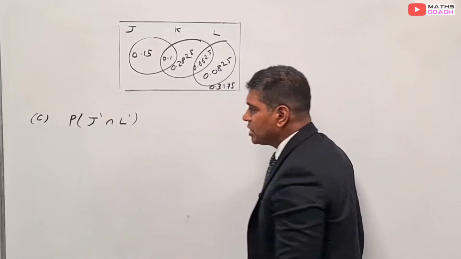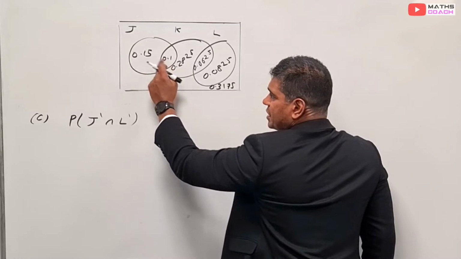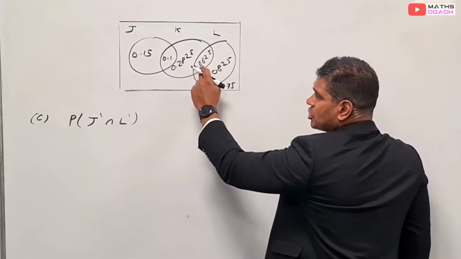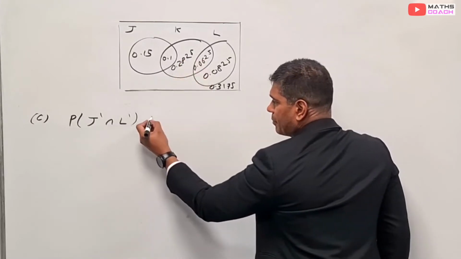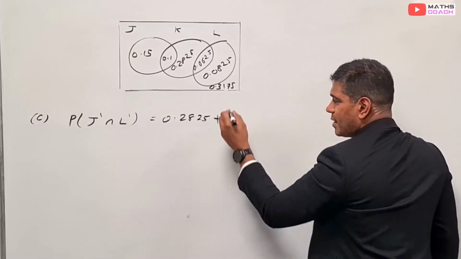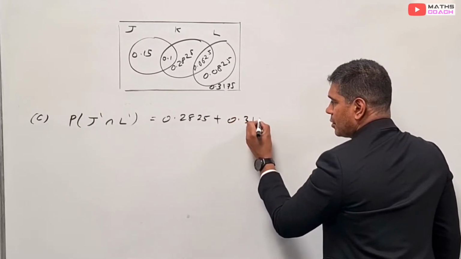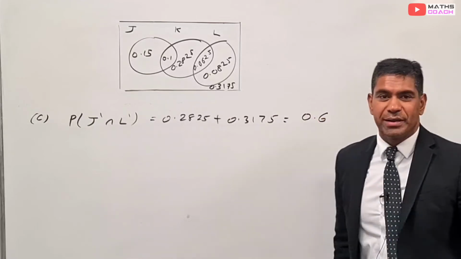I cannot be in J and I cannot be in L. I cannot have any association with these two. I cannot have any association with these two. But I can have an association with this number and, don't forget, the outside number. And if you work that out, we get 0.6.